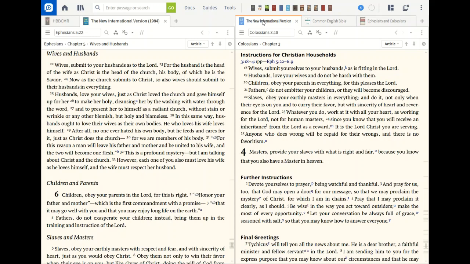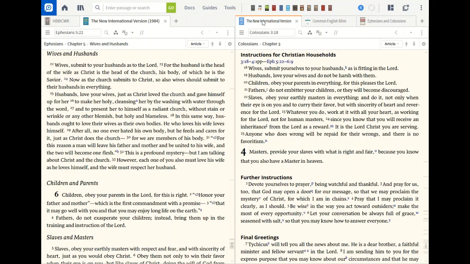There's a little bit of difference going on here with Ephesians and Colossians again. Colossians is a rather Spartan account: love your wives and do not be harsh with them. Ephesians says, just as Christ loved the church and gave himself up for her to make her holy, cleansing her by the washing with water through the word, and to present her to himself as a radiant church without stain or wrinkle or any blemish, but holy and blameless. In the same way, husbands ought to love their wives as their own bodies. He who loves his wife loves himself. After all, no one ever hated his own body, but he feeds and cares for it.